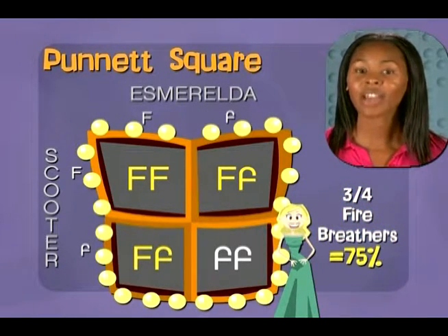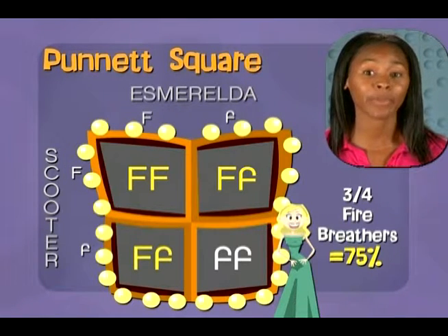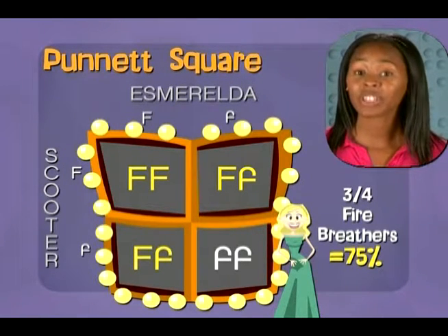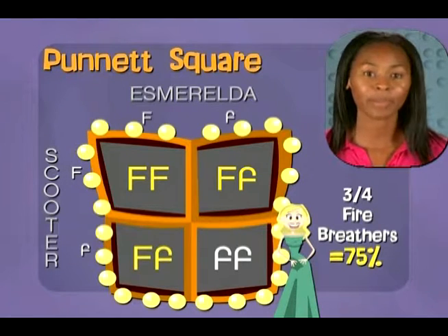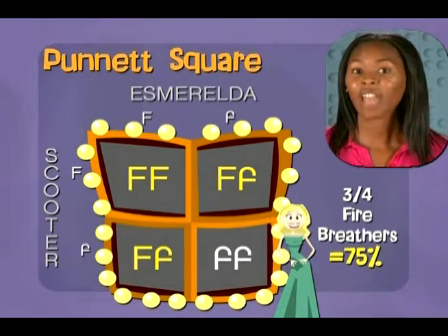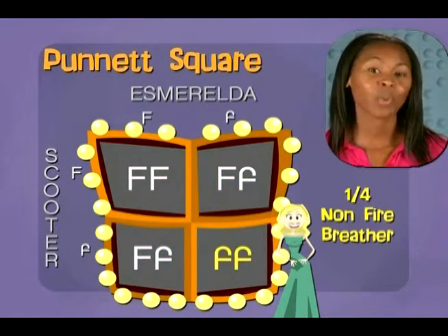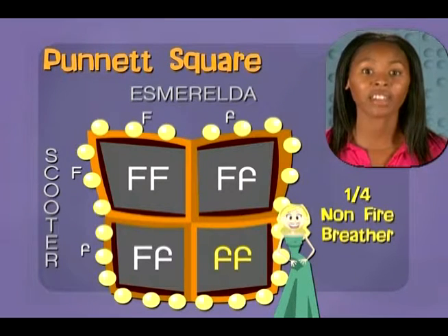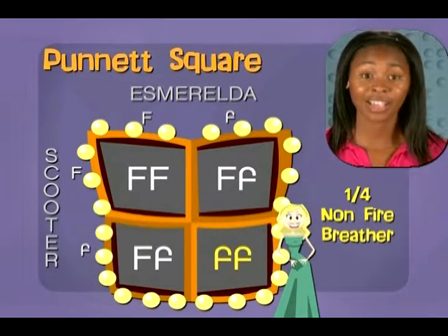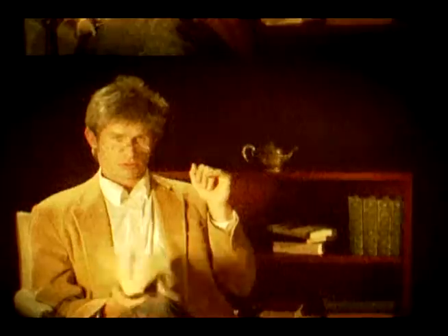Esmeralda and Scooter have a 75% chance of having a fire-breathing baby. To get the percent chance, just divide the top number by the bottom number, just like any fraction, like 3 out of 4. However, there's a 1 in 4 chance that this couple will have a non-fire-breathing baby monkey. That's a 25% chance. If only the fire-breathing were the recessive trait.